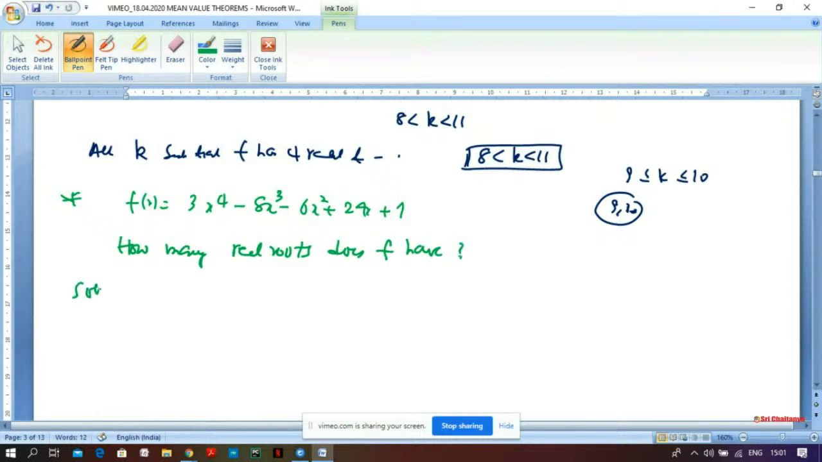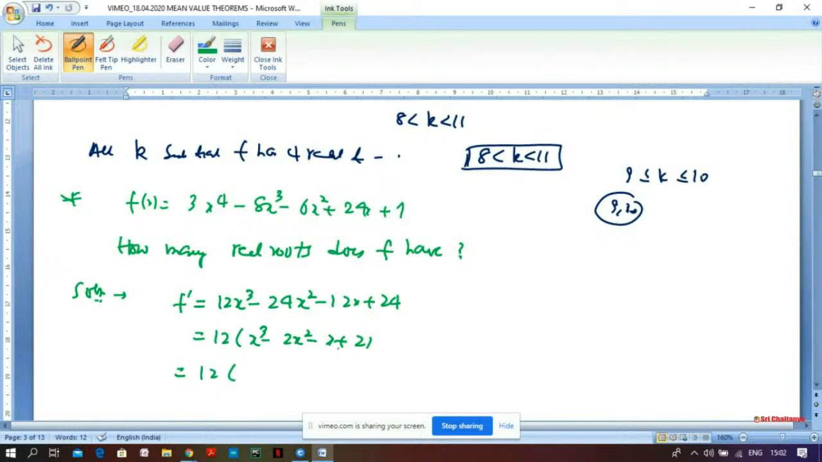Again, the solution would come through Rolle's theorem. So we will write the roots of f. So f prime will be 12x cube minus 24x square minus 12x plus 24. That is your f prime. So 12 I can take common, and this is x cube minus 2x square minus x plus 2.